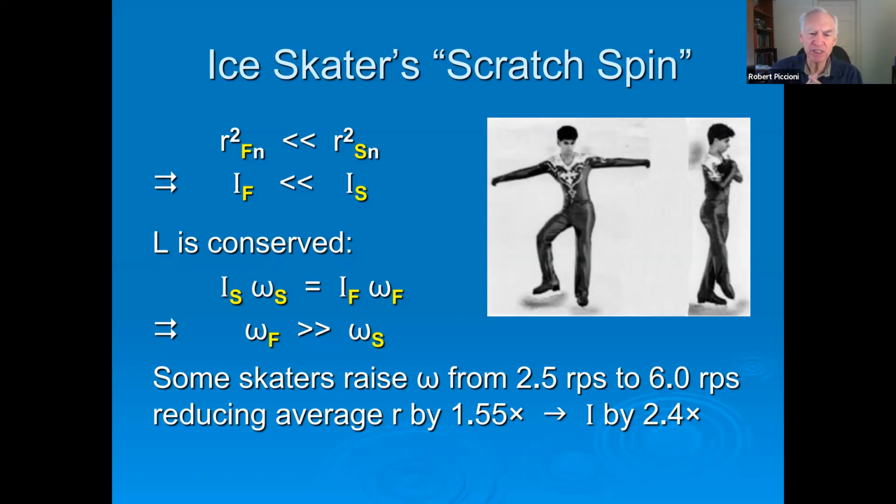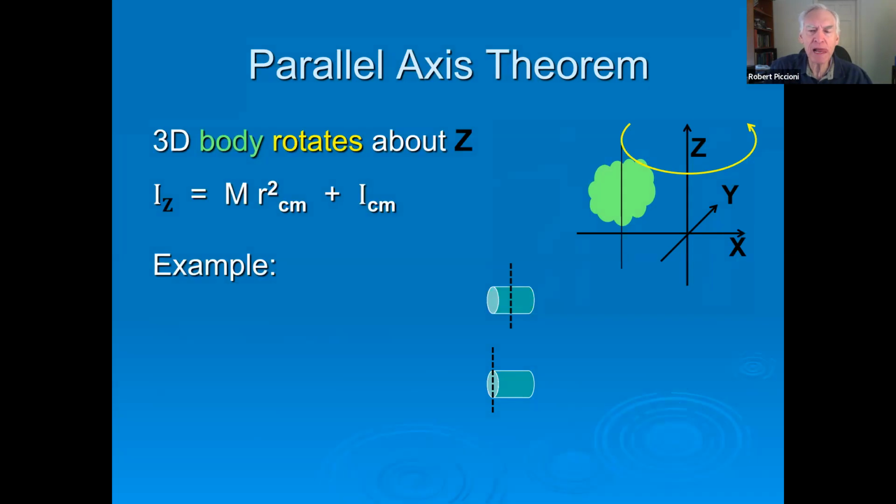He's turning faster because he has managed to pull his arms and legs in. So they are able to reduce their R by a factor of 1.55, and you square that and you get that the I, the moment of inertia, is reduced by a factor of 2.4. And so I'm sure all of these people studied diligently their angular momentum before they learned to do this, but whether they did or not, they do it very well indeed. Any questions about how that works? Okay.